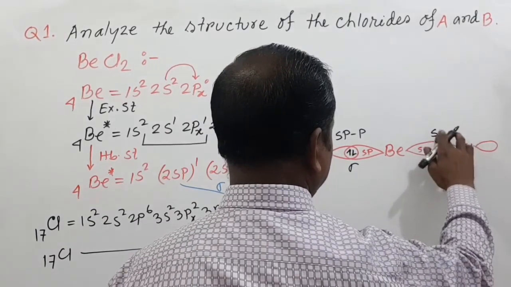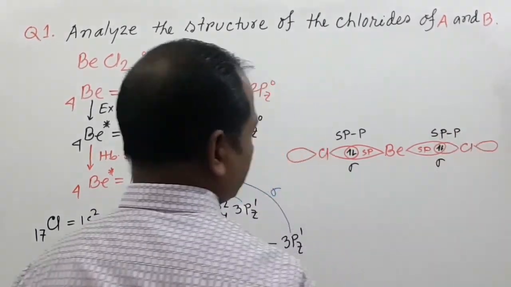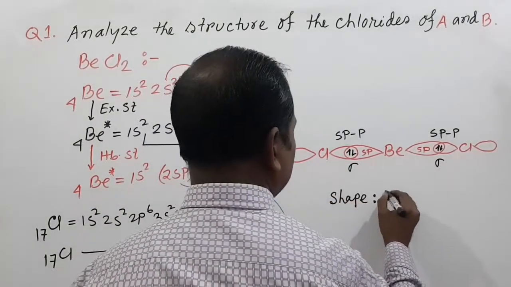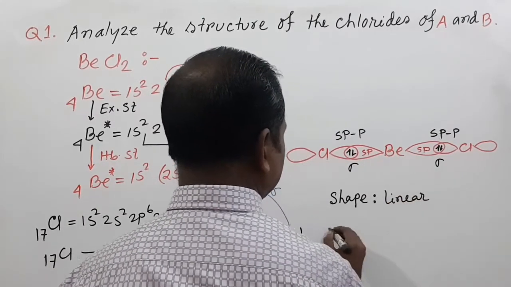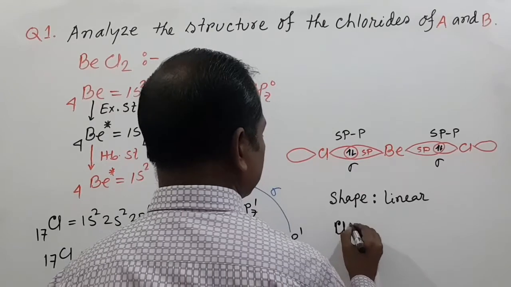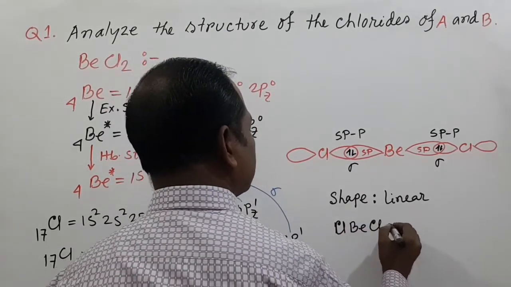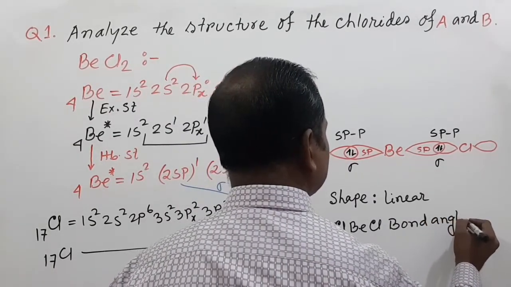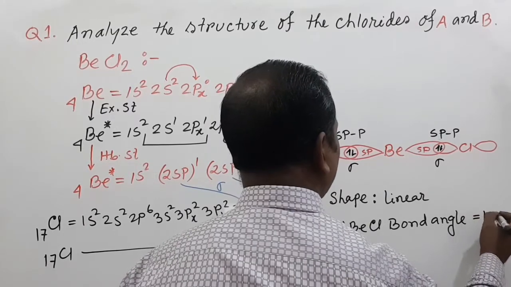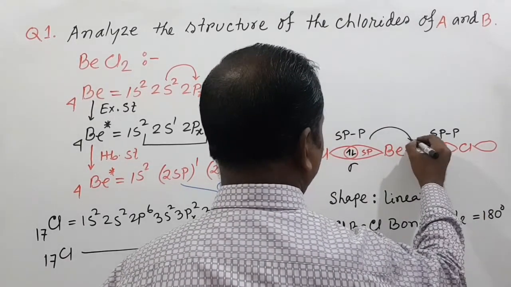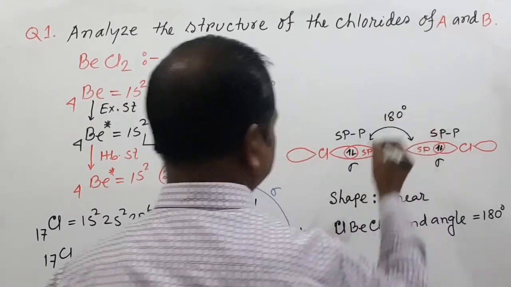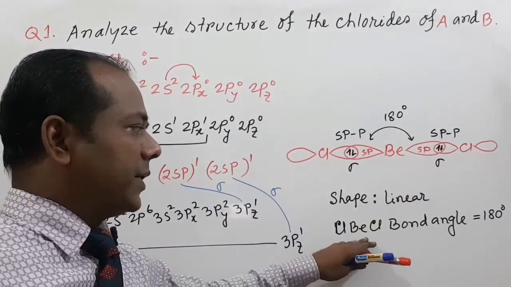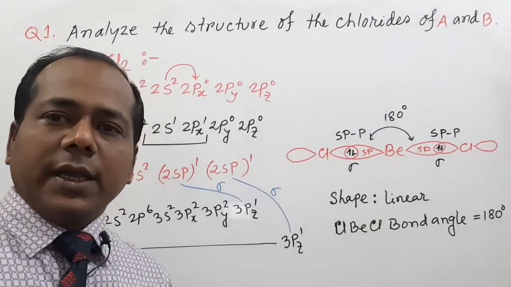sp. So the shape of this compound is linear, and the bond angle chlorine, beryllium, chlorine is 180 degree, my dear students. Here the bond angle is 180 degree. So the shape of beryllium chloride is linear, and the chlorine-beryllium-chlorine bond angle is 180 degree, my dear students.